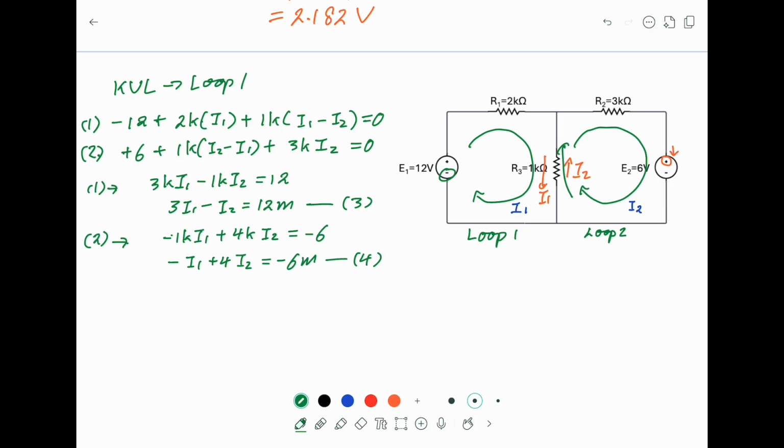Now again, we want to use elimination, substitution, or the matrix method to solve for I1 and I2. Equation 3 plus 3 times equation 4. So if you focus on I1, this is how I can eliminate I1. And minus 1 plus 3 times 4 equals minus 1 plus 12. It means 11. So the same, we have 11 I2 here.